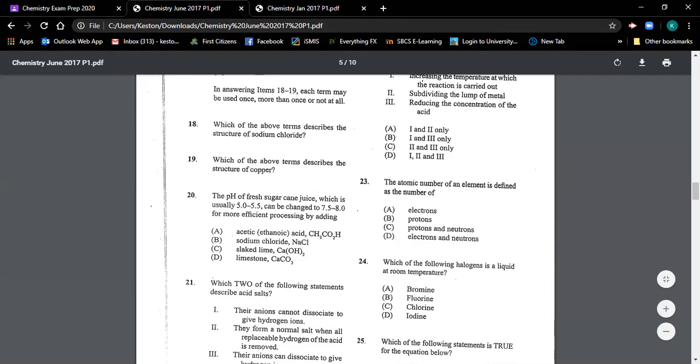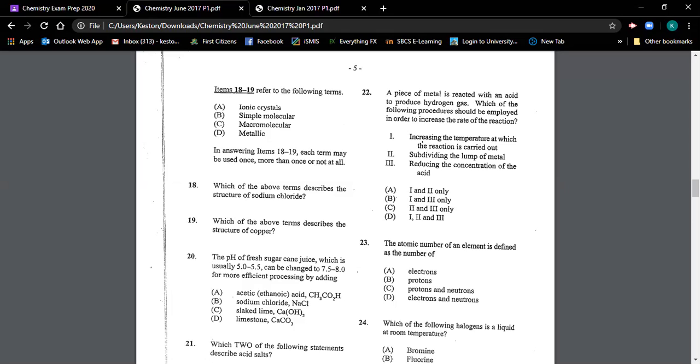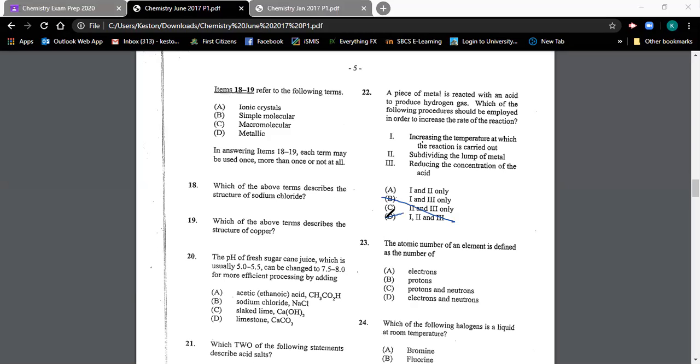Nice. So moving forward, 22. A piece of metal is reacted with an acid to produce hydrogen gas. Which of the following procedures should be employed in order to increase the rate of reaction? Right, talking rate of reaction here. Increasing the temperature, subdividing the lump of metal, reducing the concentration of the acid. Yep, that's correct. A. 3 doesn't make sense, so anything with 3 in it is wrong. If you realize that and eliminate 3, then all of this here is wrong, so you're just left with E. 1 and 2 only, right?